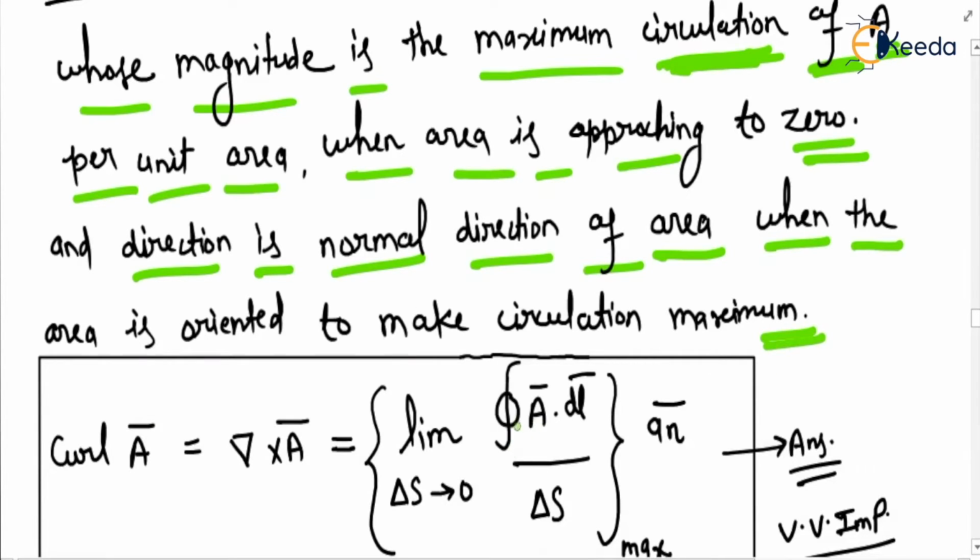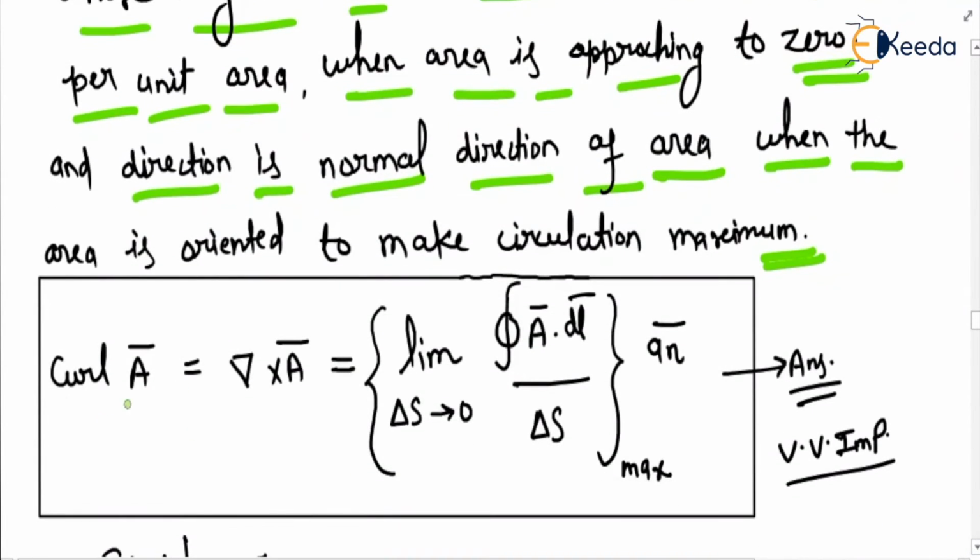We can write it in mathematical format. The curl of any vector A is defined as del cross A. It is equal to the limit delta S tending to 0 of the circulation of A per unit area, so we divide by the area, and the circulation should be maximum. So we apply maximum here, and the direction is the normal direction of the area where the circulation is maximum. So a_N vector is the normal direction of the area.